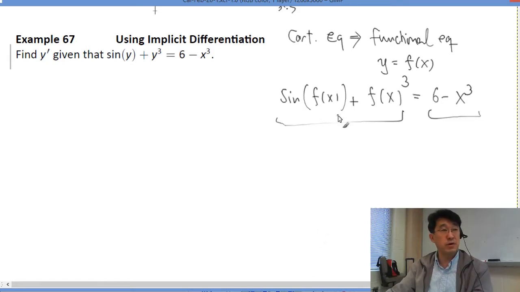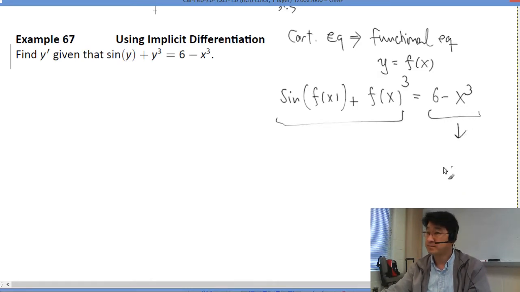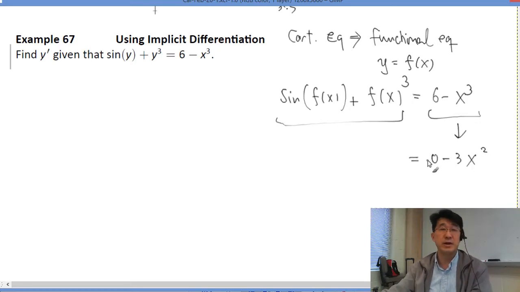Now that was before, the Cartesian equation. Now this is a functional equation. If you have a functional equation, according to the implicit function theorem, you can differentiate it. What is the derivative of this guy? 0 minus 3 times x squared, right? Feel free. Go ahead and try the left-hand side. Let's try it. What does the derivative of the left-hand side look like?